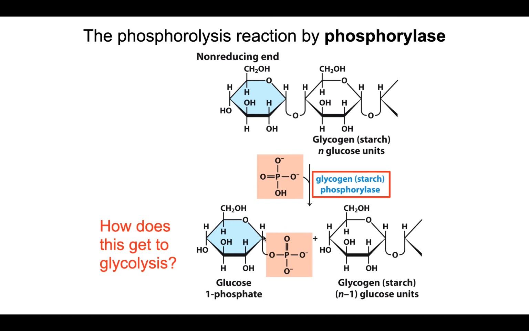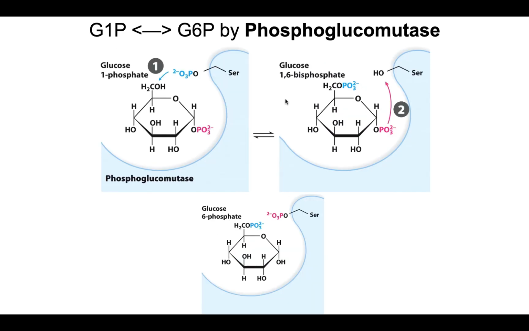Now, the problem is glucose 1-phosphate is not an intermediate of glycolysis, or an intermediate of glycogen synthesis if we were going to use it to make glycogen. So the question is, how do we convert glucose 1-phosphate into an intermediate of glycolysis? We use an enzyme called phosphoglucomutase.